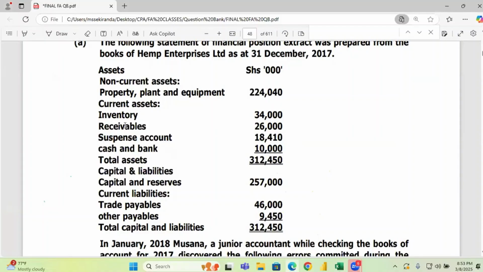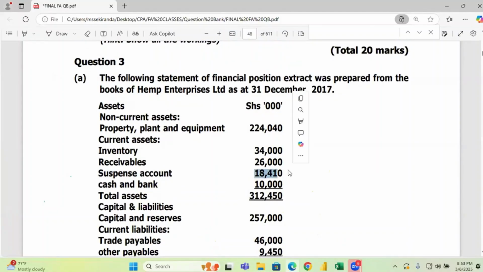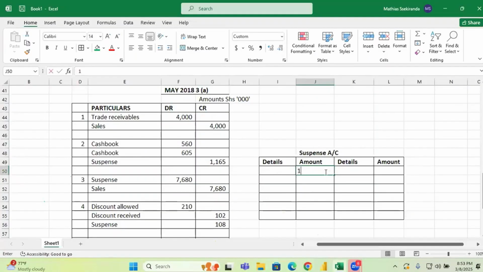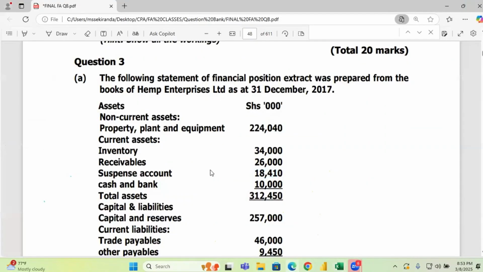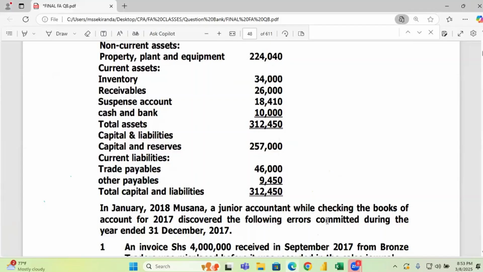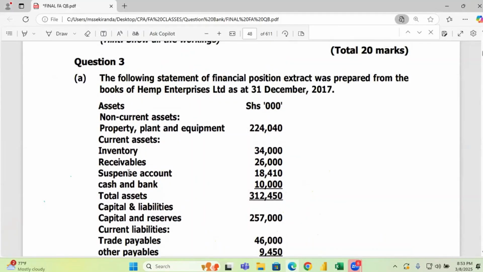Now, the suspense balance was put under assets. Therefore, the balance brought forward will be on the debit side because the suspense is under assets. So 18,410 will be put on the debit side because the suspense balance was given under assets. If this had been given under liabilities, the balance brought forward would have been on the credit side. Hope we are together, because we found cases where students don't know which is the correct side to bring this balance brought forward.